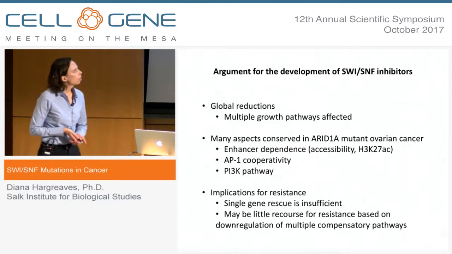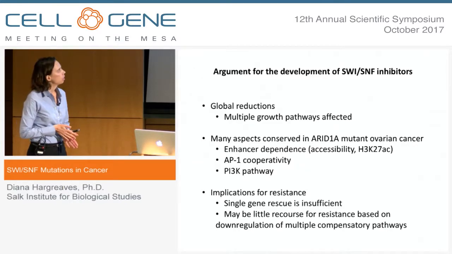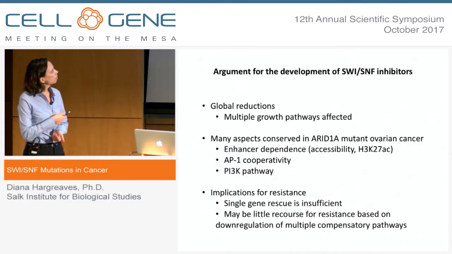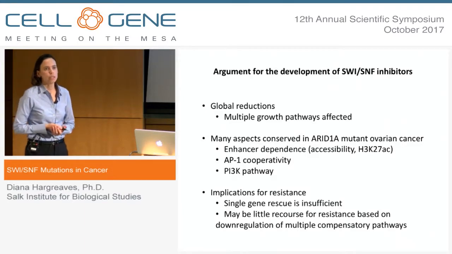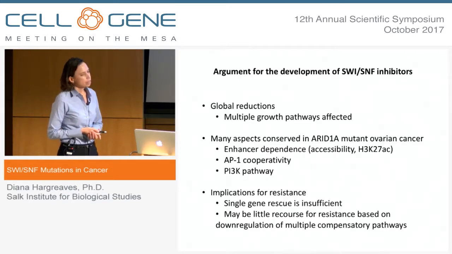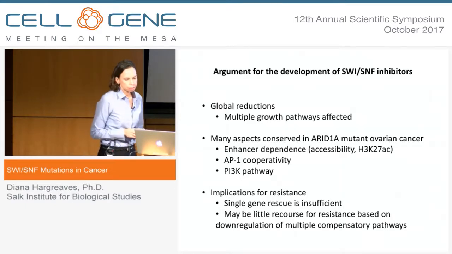So in summary, our data really argue for the development of SWI/SNF complex inhibitors to treat these cancers. We see global reductions with multiple growth pathways affected. Many of the aspects of our work we found to be conserved in a different cancer type of ARID1A-mutant cancer, including the sensitivity of enhancers, cooperativity with AP1 complexes, and PI3 kinase being affected. And importantly, we think our data has implications for resistance in that no single gene was sufficient to rescue the synthetic lethal phenotype, and there may be little recourse for resistance in general upon development of these inhibitors.